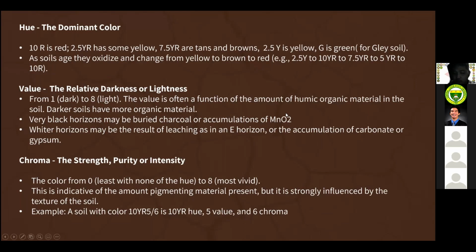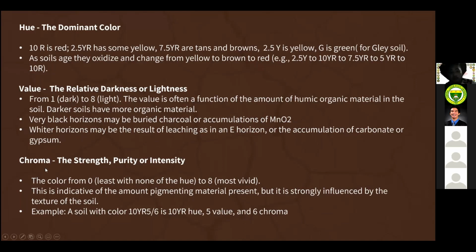So the manganese, yung color niya sa soil natin is dark. Minsan may makikita tayong mga dark concretions, so that can be a manganese concretion. Then whiter horizons may be the result of leaching, as in an E horizon. Yung E horizon natin, di ba, yun yung tinatawag nating eluviated soil, wherein ang natitira na lang doon is yung mga light colored particles. Or the accumulation of carbonate or gypsum, which is also white in color.